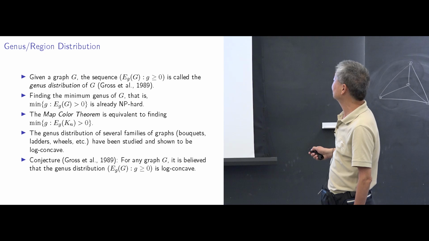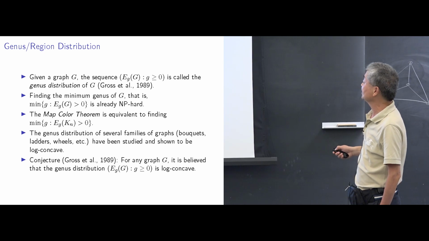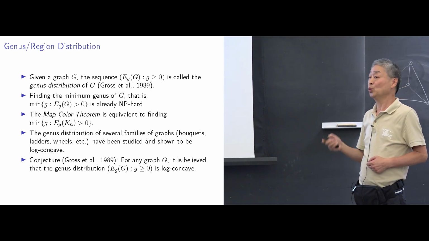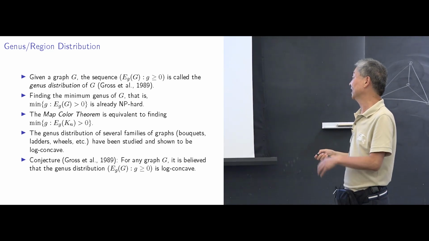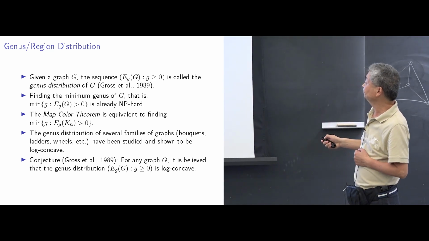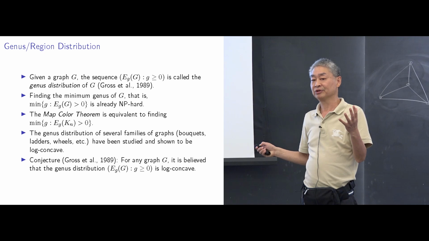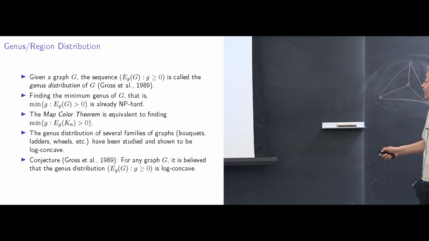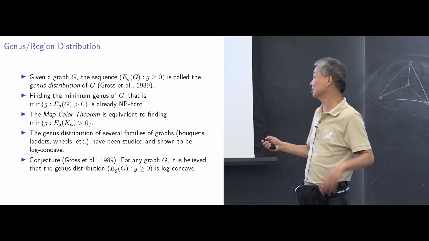Nevertheless, Gross and his collaborators and some other mathematicians since 1989 studied some simple families of graphs, such as bouquets or wheels, or some sort of ladders. These are very simple types of graphs because, as we see, this sequence usually satisfies some simple recursions. From those simple recursions, one can obtain some interesting results. For example, they can show that the sequence is unimodal, even strongly unimodal. Well, that's the same as saying it's log concave.